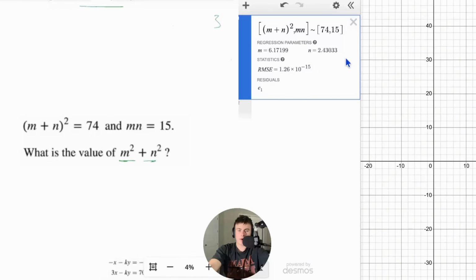So I do m plus n squared according to 74. And then mn is equal to 15. And therefore, I just separate each term with a list, or with a comma, I should say.